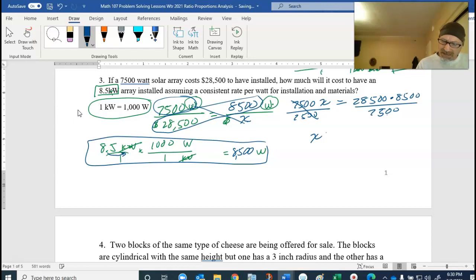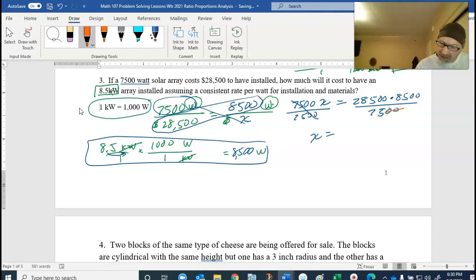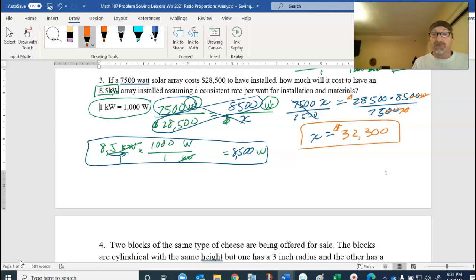And so again, notice you're going to be able to do some reducing here. You could divide by 100 and reduce out 2 zeros on each of those. You can do more reducing, but since we get a calculator, we'll just use the calculator. So I get 32,300. Now that should be dollars, right? Because this was dollars, this was watts, and this was watts, so the watts would reduce and we'll get dollars. So that's what it would cost if it was proportional. That means if the rate per watt was consistent.